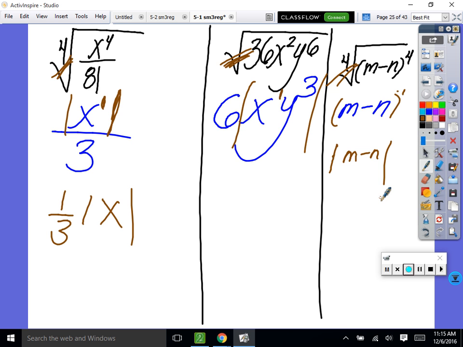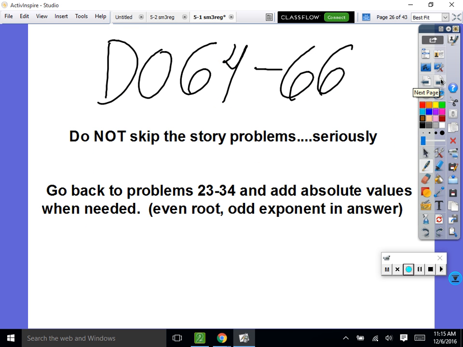All right, sweet. So what I want you to do is 64 through 66 we've already done. But go back. So you're 64 through 66. Sorry. 64 through 66. Do not skip the story problems. Do those. And then go back to problems 23 through 34 and add absolute values when needed.